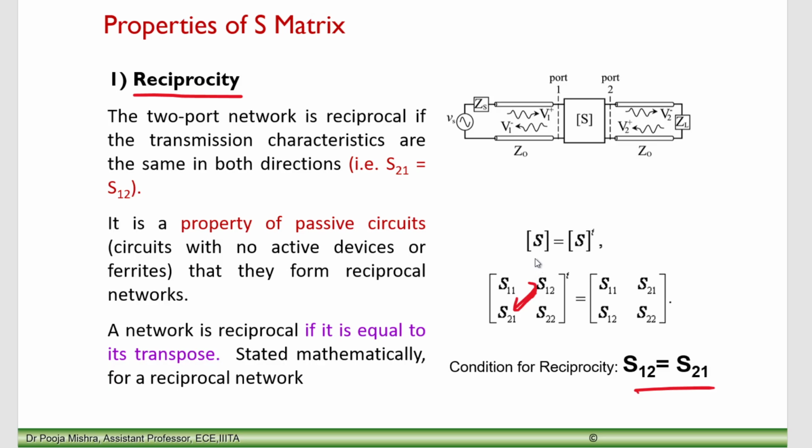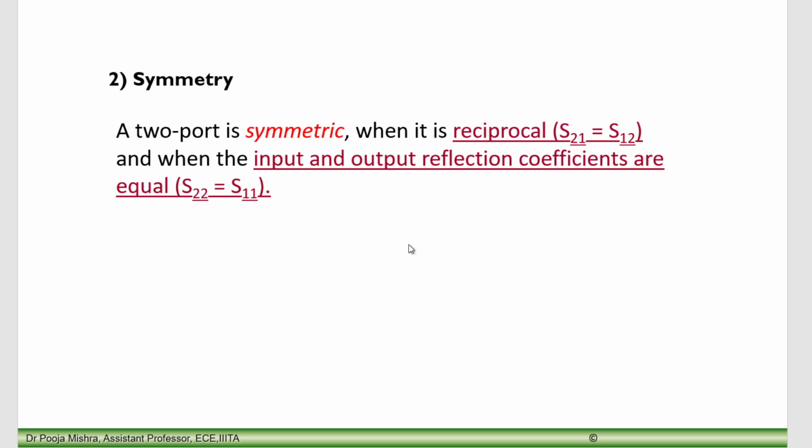Or you could say that when S is equal to S transpose, this is the condition for reciprocity. This property occurs in passive networks, which form reciprocal networks, and the network is reciprocal when it is equal to its transpose, which is defined mathematically by the property S equals S transpose. The next property is symmetry.